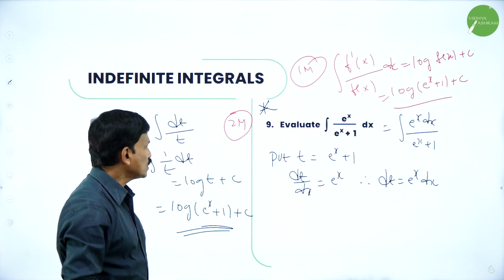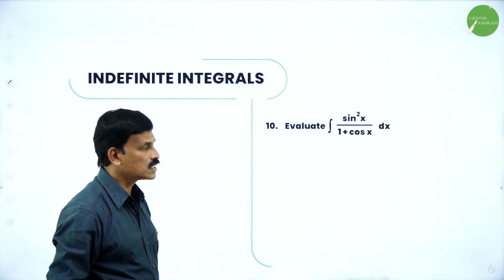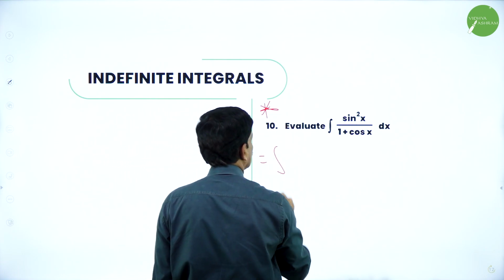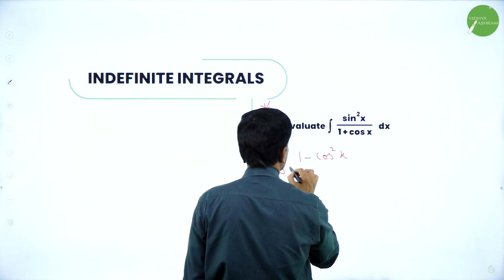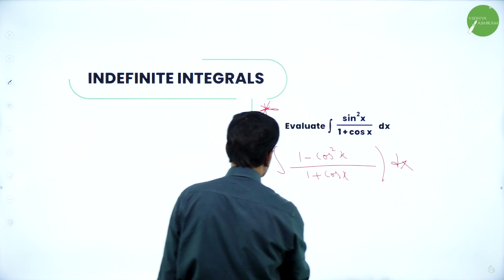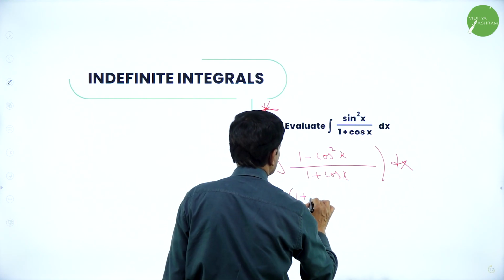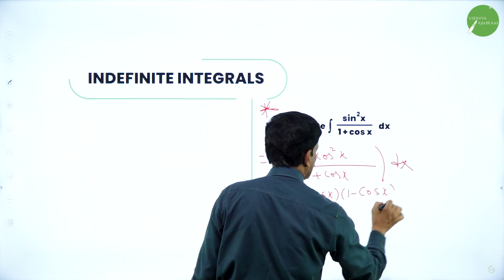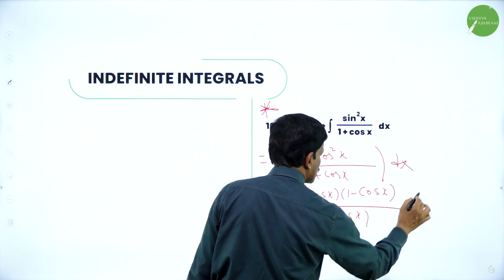Right. Now, move on to the next problem. The integral of sin square x divided by 1 plus cos x. Now, this is also an important problem. Here, sin square x is equal to 1 minus cos square x, divided by 1 plus cos x, into dx. Now, this is of the form a square minus b square. So, 1 minus cos square x can also be written as (1 plus cos x) into (1 minus cos x), divided by the denominator 1 plus cos x, into dx.